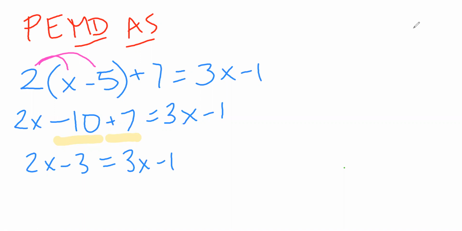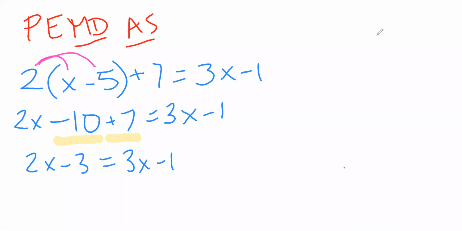Now, we do not have any like terms that are on the same side of the equal sign. Instead, our like terms are on opposite sides of the equal sign, right? We have the 2x over here and then a 3x over there. We have a negative 3 here and a negative 1 there, but they're not on the same side of the equal sign. So we have to use inverse operations here.